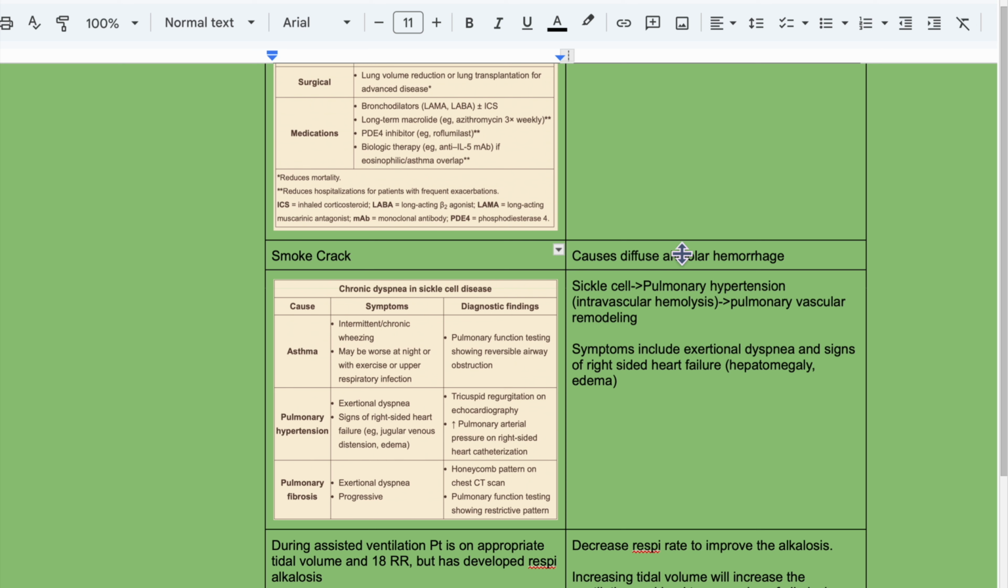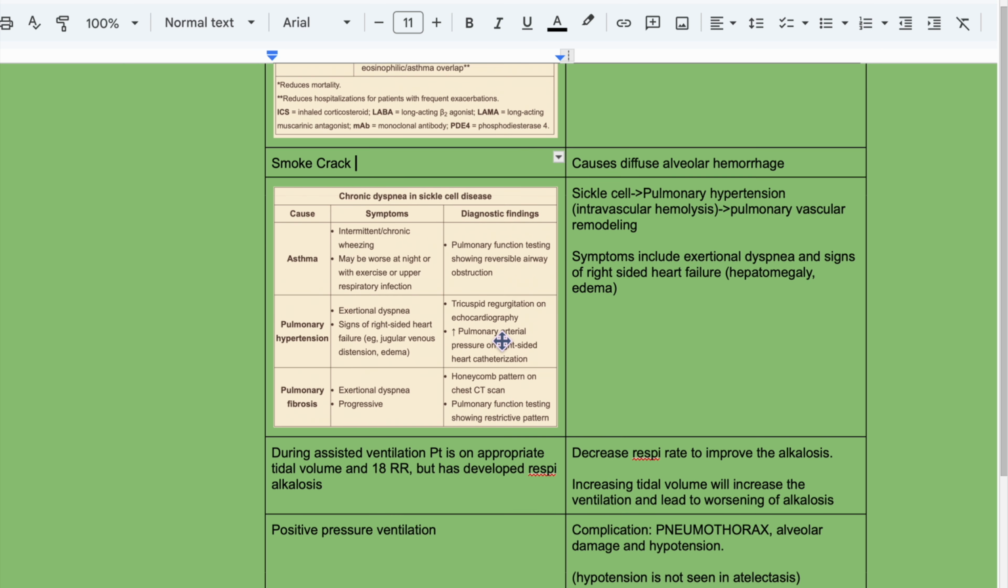Smoking crack causes diffuse alveolar hemorrhage. And next, chronic dyspnea and sickle cell disease. We sort of went over the acute one for this. Sickle cell causes pulmonary hypertension, intravascular hemolysis, which leads to pulmonary vascular remodeling. Symptoms include exertional dyspnea and signs of right sided heart failure. So you'll see hepatomegaly or edema.